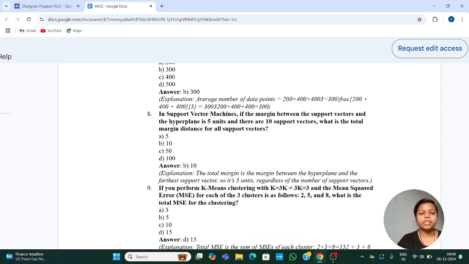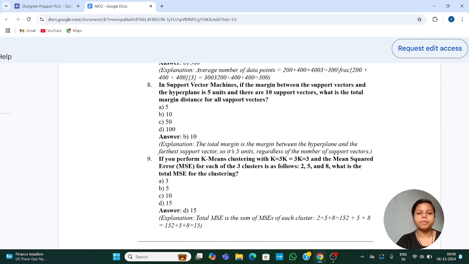Next question is, in a support vector machine, if the margin between the support vectors and the hyperplane is 5 units and there are 10 support vectors, what is the total margin distance for all support vectors? The answer is 5. Here is the explanation of this answer.